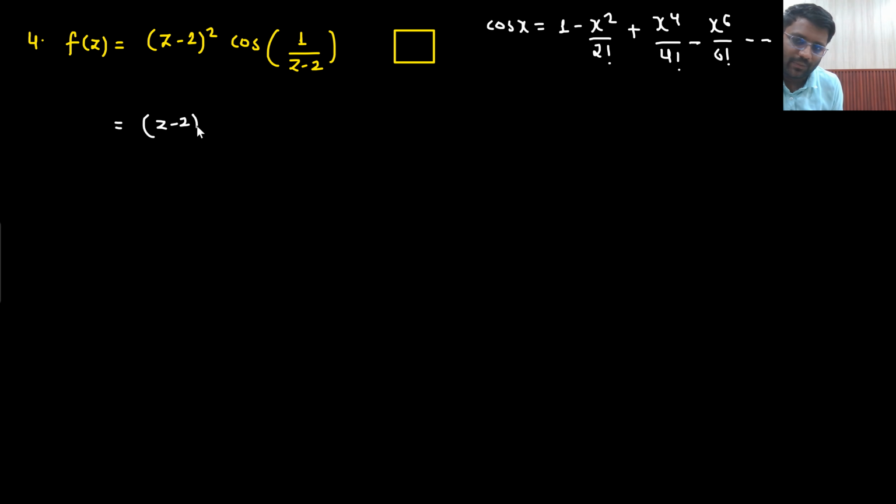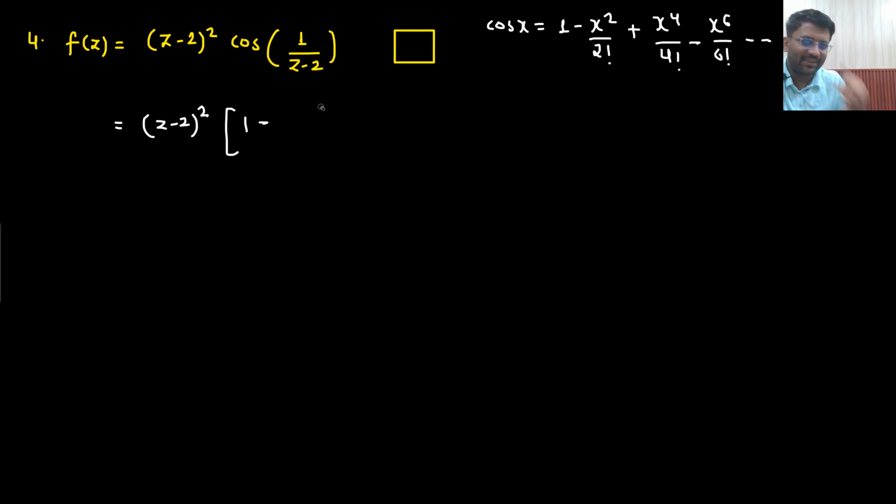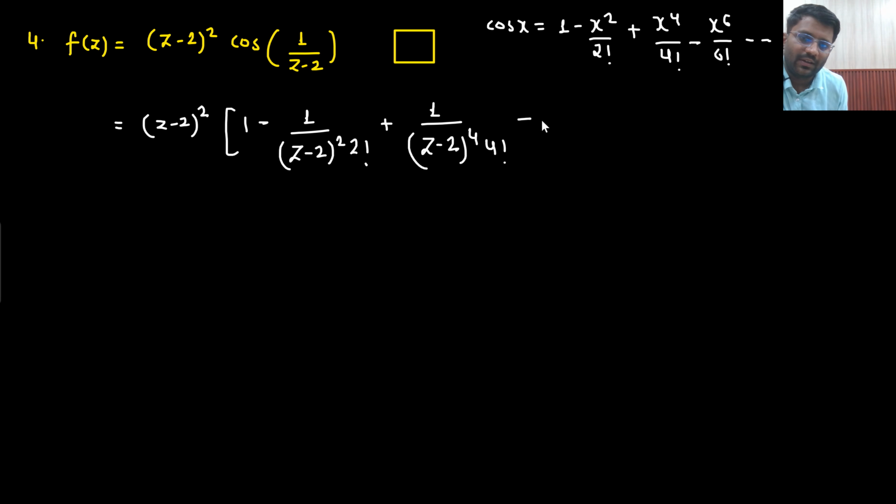Then you will get to know who is creating the problem. So (z-2)^2, 1 minus (z-2)^2 divided by 2 factorial plus (z-2)^4 divided by 4 factorial. Arre bhai, it is 1 upon z minus 2, no? So it is 1 upon (z-2)^2 divided by 2 factorial plus 1 upon (z-2)^4 divided by 4 factorial minus 1 upon (z-2)^6 divided by 6 factorial, and in that manner it will keep on going.